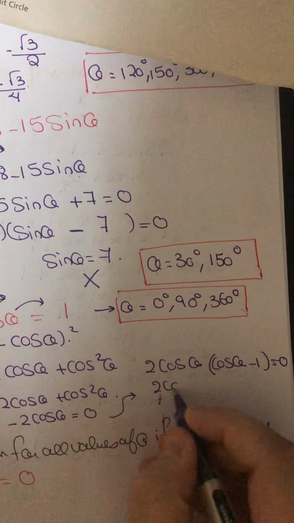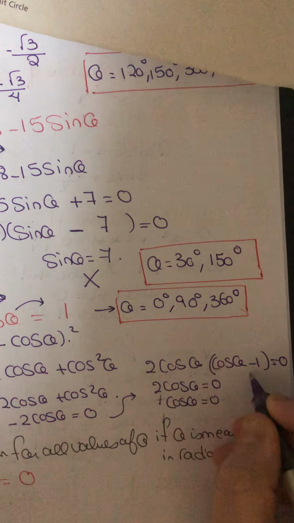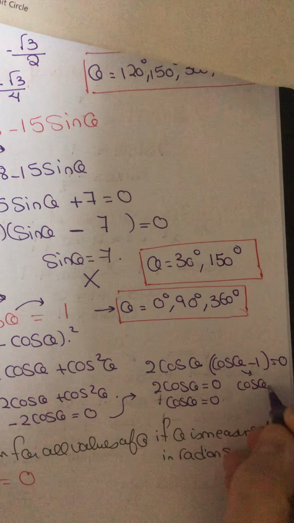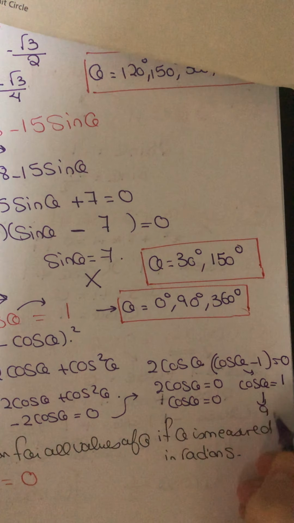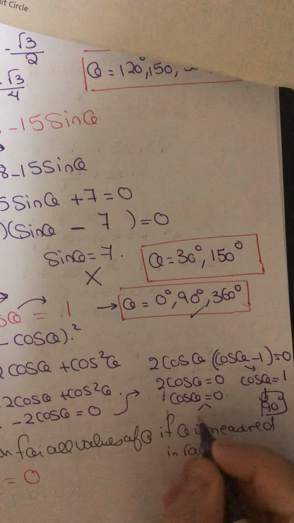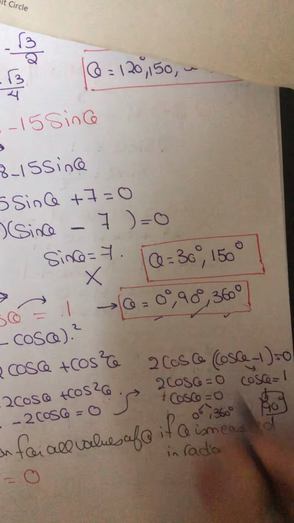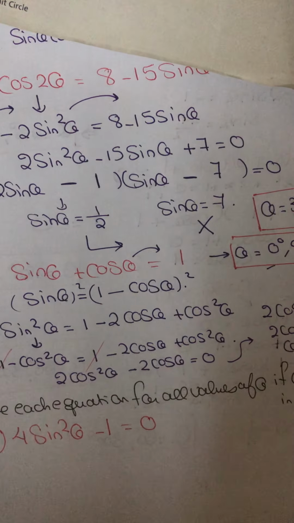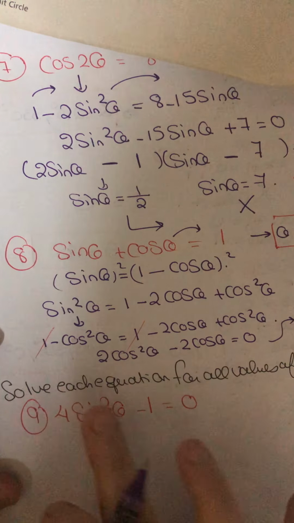Either 2 cosine theta is equal to 0, which means cosine theta equals 0, or cosine theta equals 1. Cosine theta equals 0 is at 90 degrees, and here's this answer, and cosine theta equals 1 is at 0 or 360 degrees, and here are the other two. So we proved it.